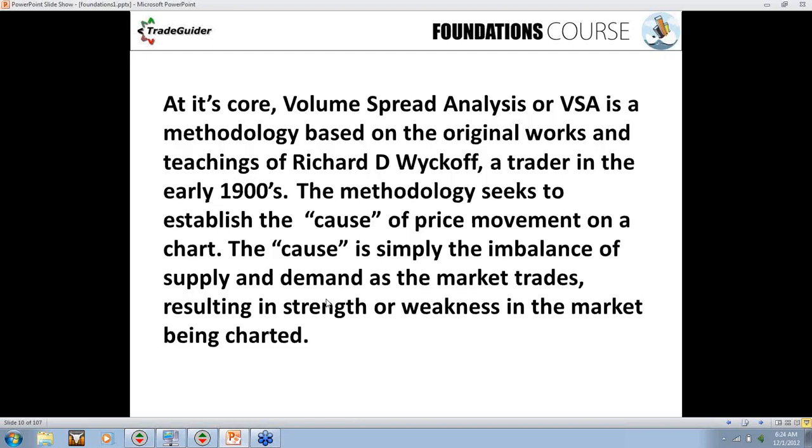Not bad at all. So let's get to the foundation of volume spread analysis. At its core, volume spread analysis, or VSA as we shall call it, is a methodology based on the original works and teachings of Richard D. Wyckoff. Now, have you all heard of Richard D. Wyckoff?